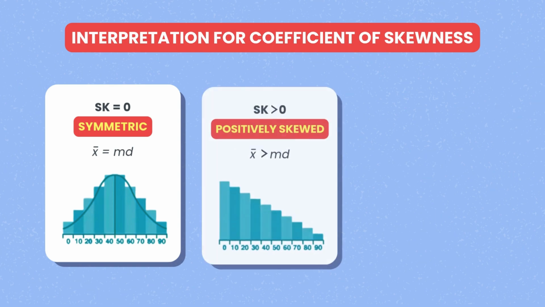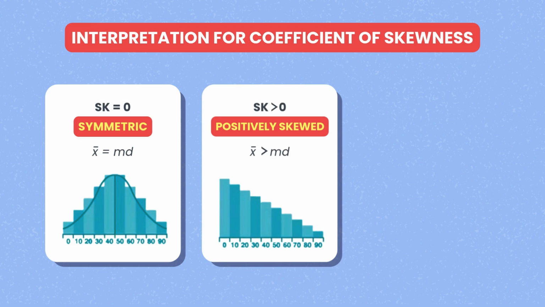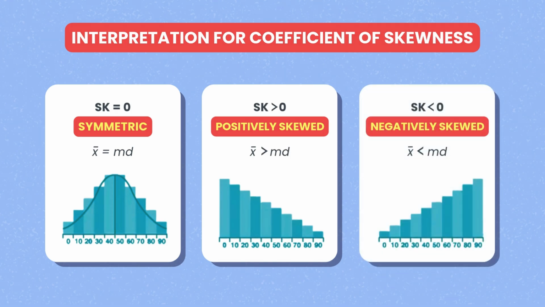If the skewness value is greater than 0, then it is positively skewed. The mean is greater than the median. If the computed value for skewness is less than 0, then it is negatively skewed, meaning the mean is less than the median. There is a precaution on this when computing for the values related to skewness.